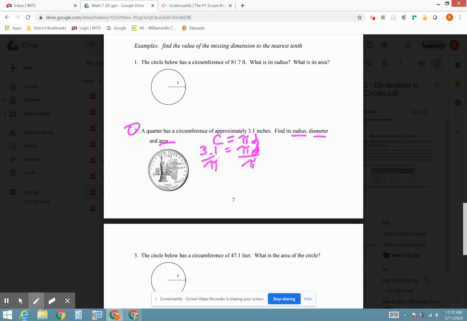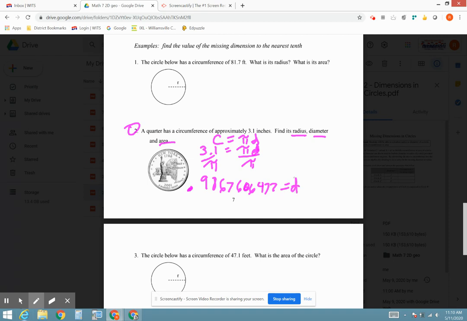Now, there is no pi to cancel out, so I'm actually going to have to calculate this. So I go to my calculator, and I put in 3.1 divided by pi. I always forget where the pi button is on this calculator. I have a graphing calculator, and I always forget where it is. 3.1 divided by, there it is, pi. I get 0.9867606. Now my calculator might go out further than yours, and that's okay.